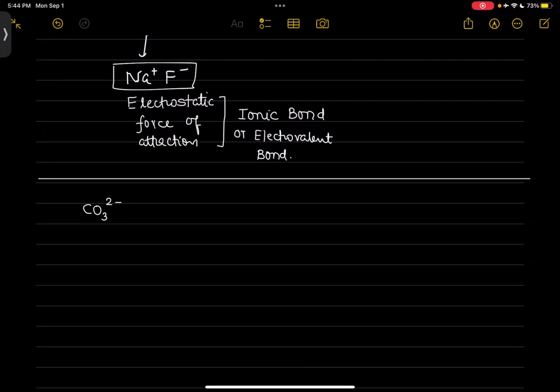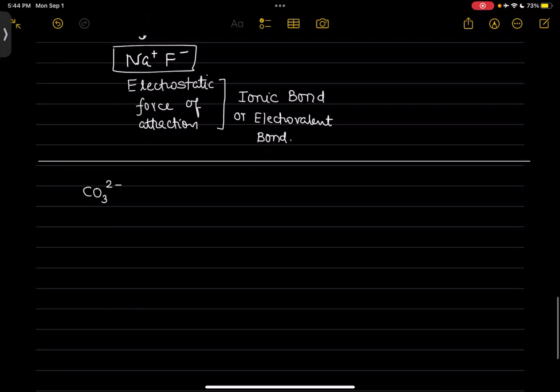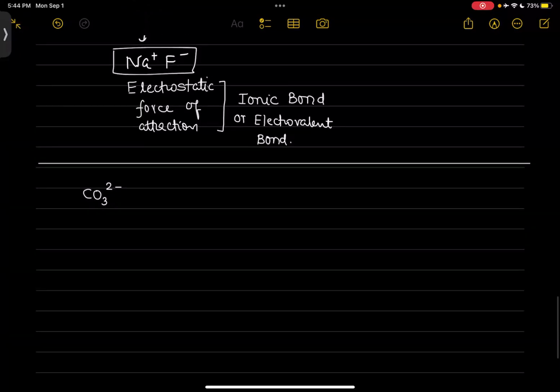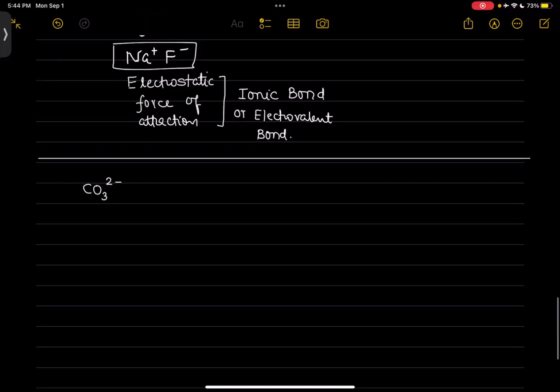Are you getting the point? Yes, sir. So this is the carbonate ion, right? Yes, sir. Where do we see it? We see the carbonate ion in calcium carbonate, right? Calcium carbonate is actually CaCO3. So how do we show the bonding of this?